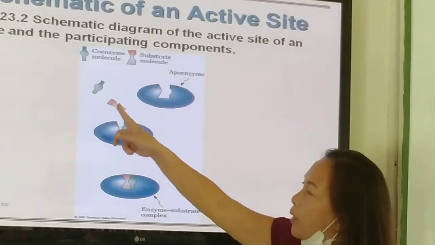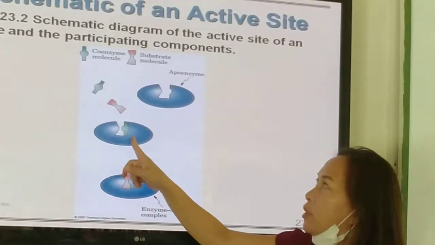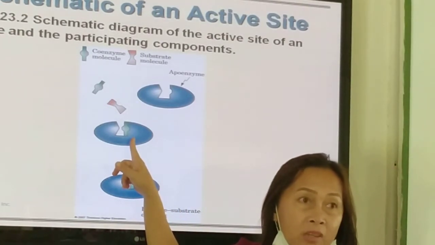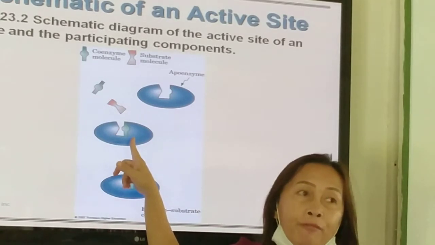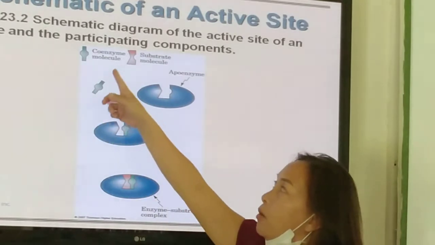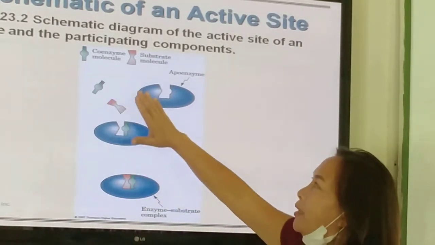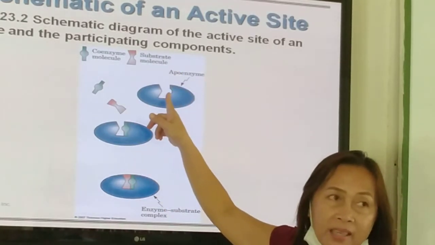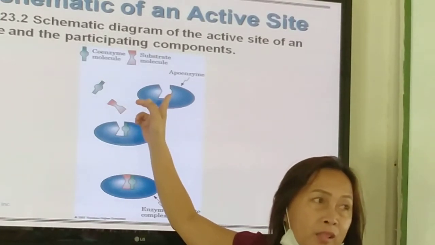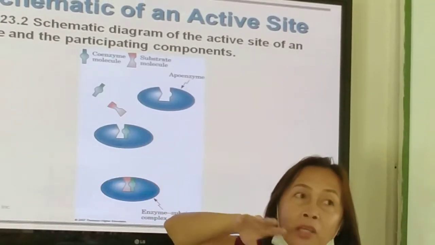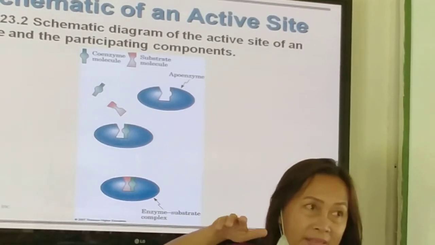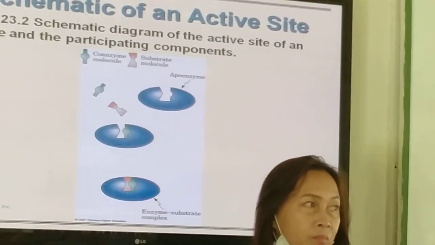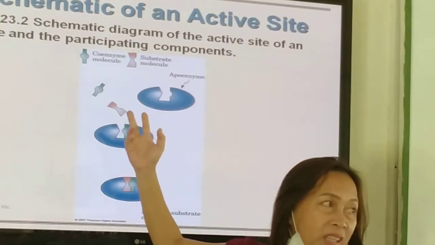So you have here the substrate, and then this is the coenzyme. So coenzyme, if it is organic, like for example B complex. Cofactor if metallic. Now you could imagine kung walay coenzyme or walay cofactor, kung bind ang substrate sa binding site sa enzyme, would it fit? No, so kinahanglan gyud, it could be cofactor or coenzyme. That's why they are essentials in our diet.